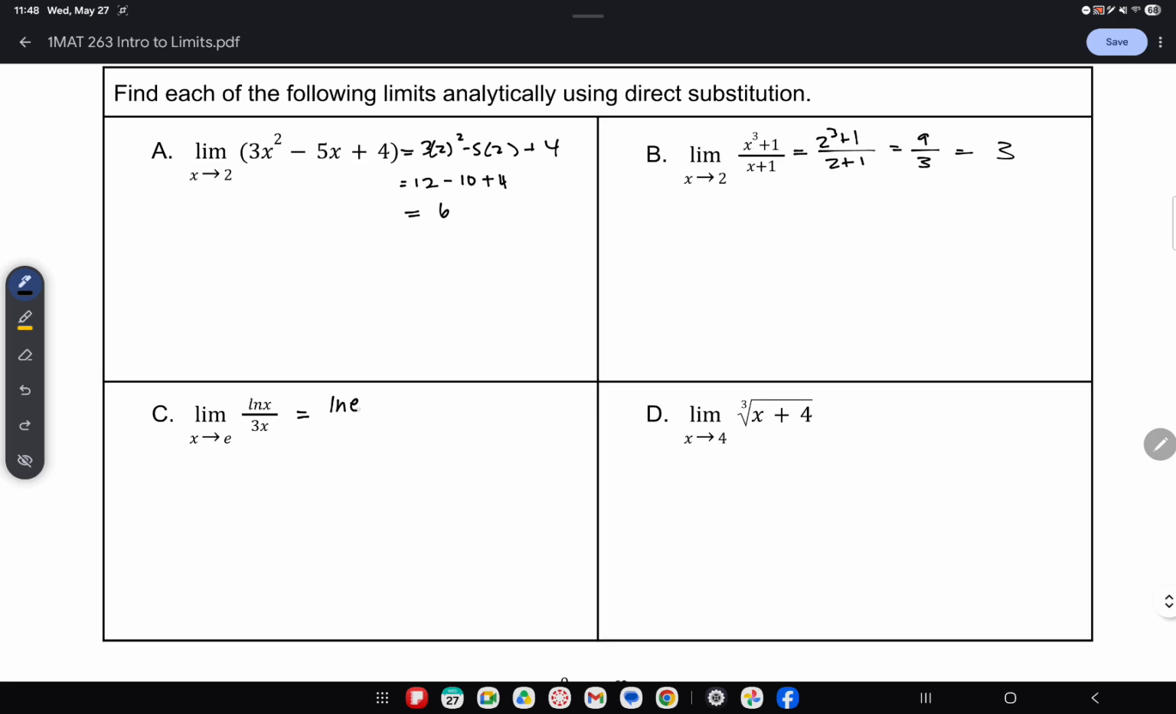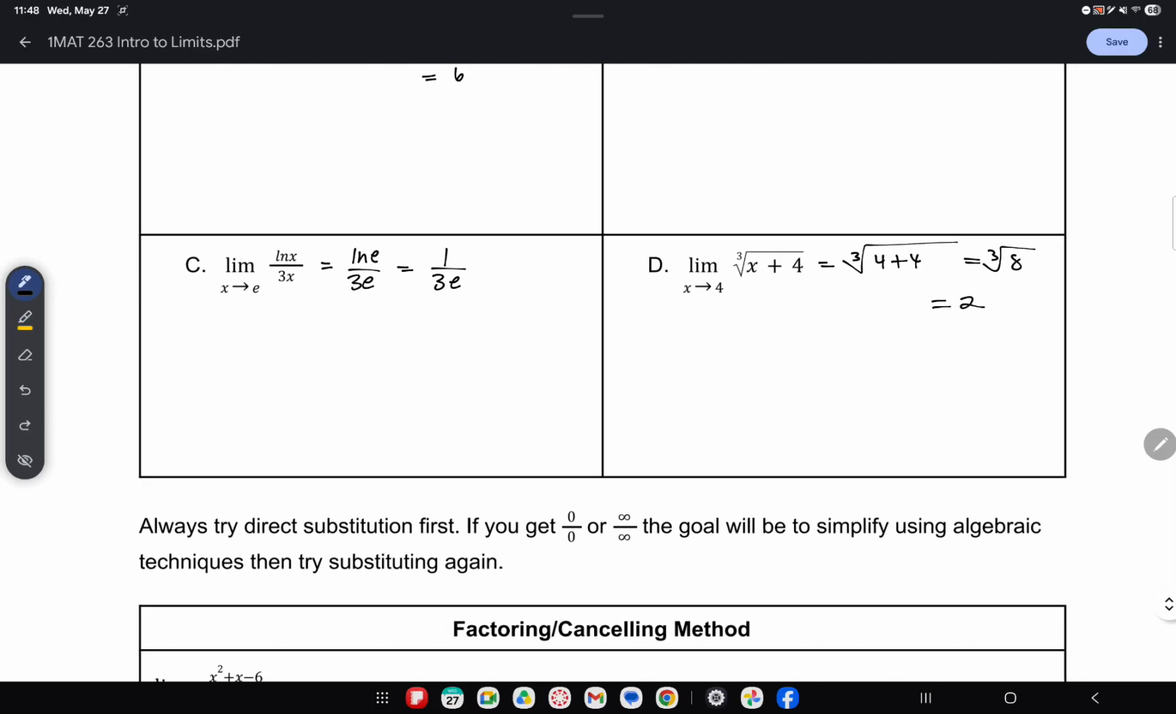All right, natural log of e, and then 3e. Natural log of e is 1, and 1 over 3e. All right, let's see. Cubed root of 4 plus 4, which is the cubed root of 8, which is 2. So all of those worked out very nicely.